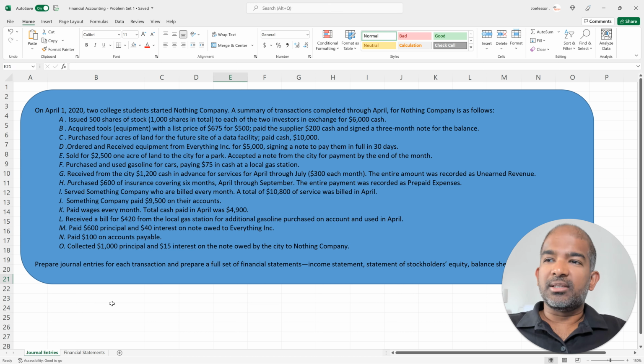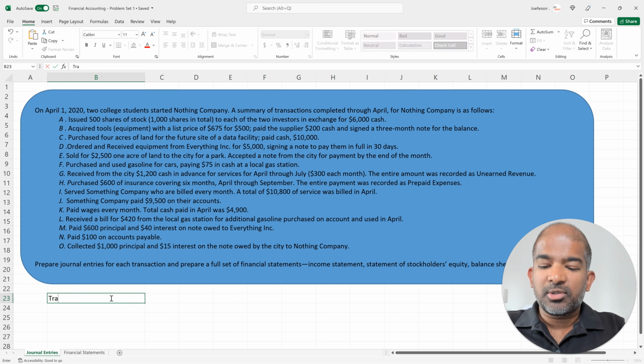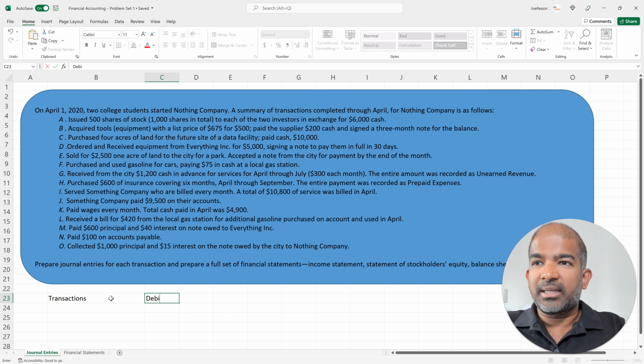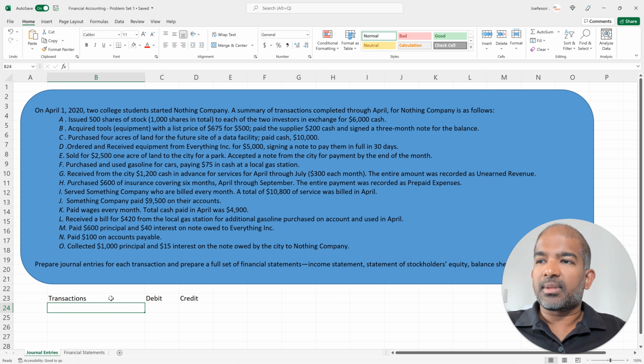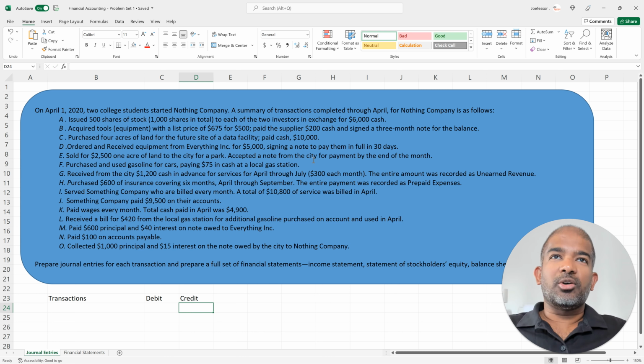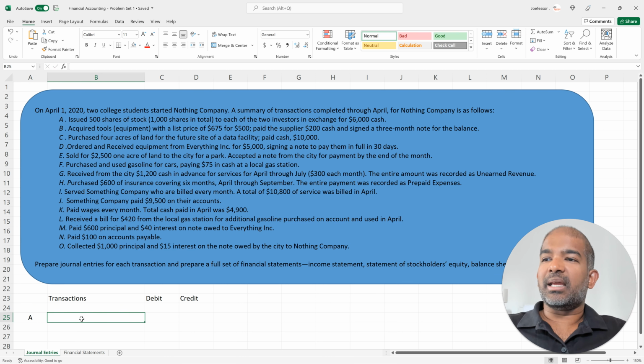We can start making the journal entries below here for each of those transactions. So we'll be showing the debit side in this column and the credit side in the next column. These transactions are made during the month of April, for which we're going to prepare the journal entries, and we'll be preparing the financial statements at the end of April. So let's begin with transaction A.